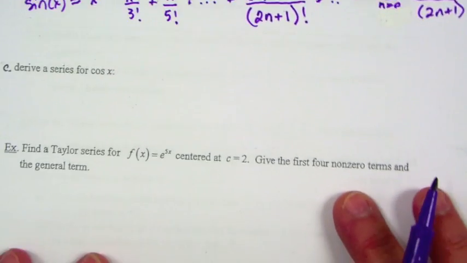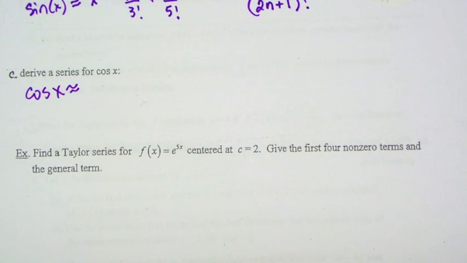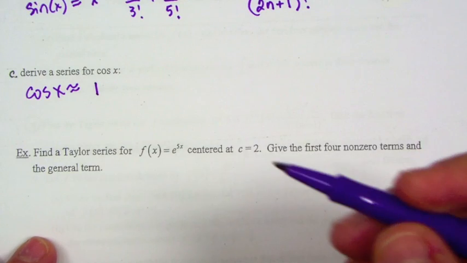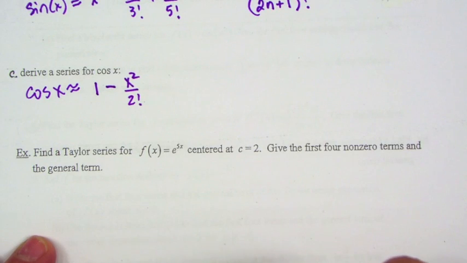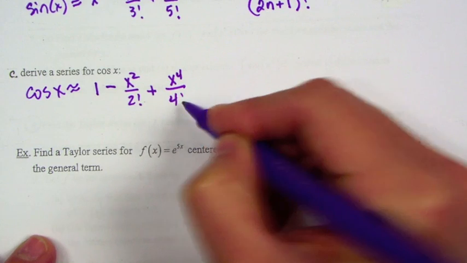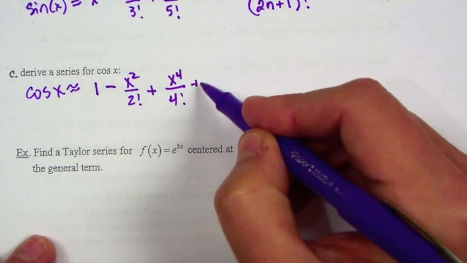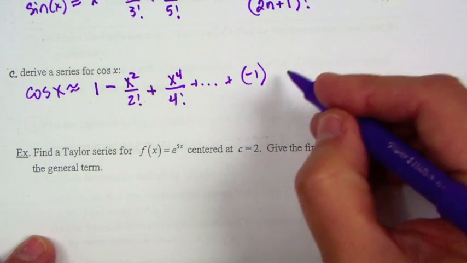All right, so how about cosine? We know that cosine is the evens, which means that it's going to start with 1, because it's x to the 0 power, and 0 is an even number. So I'm going to have 1 minus x squared over 2 factorial plus x to the 4th over 4 factorial. And I know it alternates.